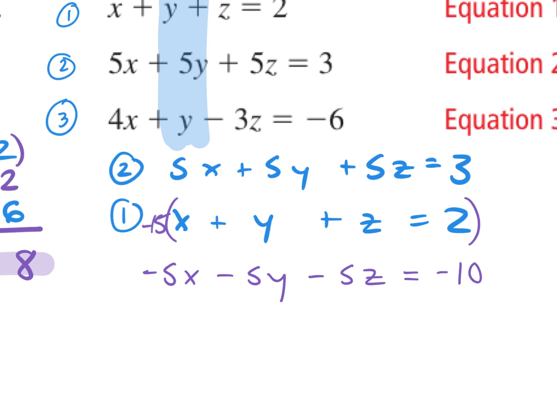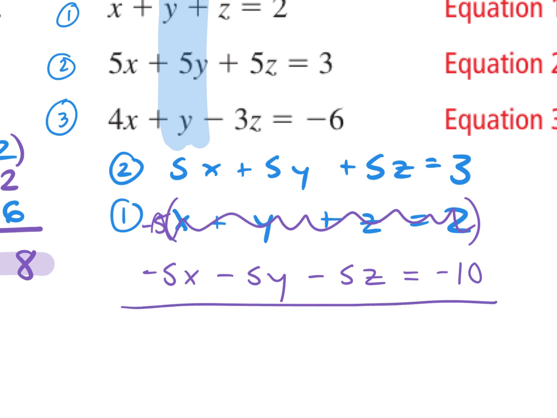So this is my new equation. I'm going to cross this one out so we don't get confused. And I'm going to combine my new first equation with the second equation. Do the y's cancel now? Yep. What's 5x minus 5x? 0. What's 5z minus 5z? 0. So we get 0 on the left side of our equation. What's 3 minus 10? -7. Does 0 equal -7?